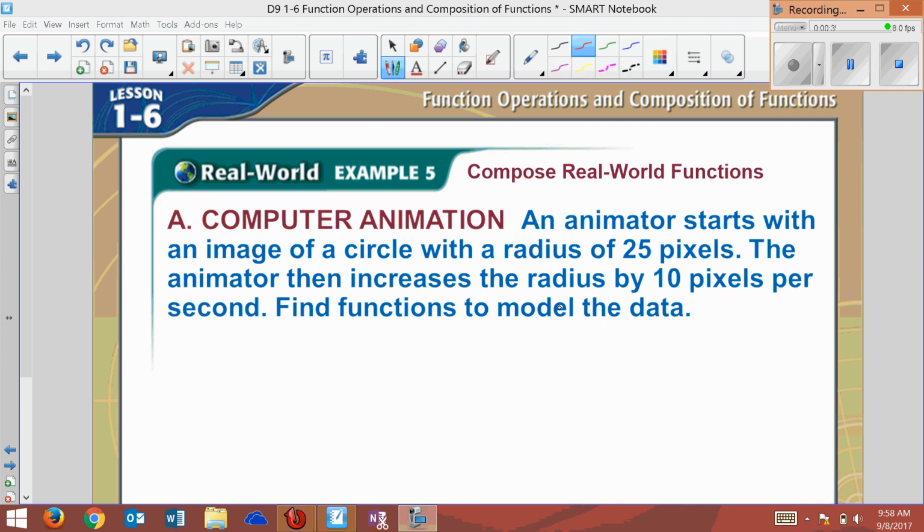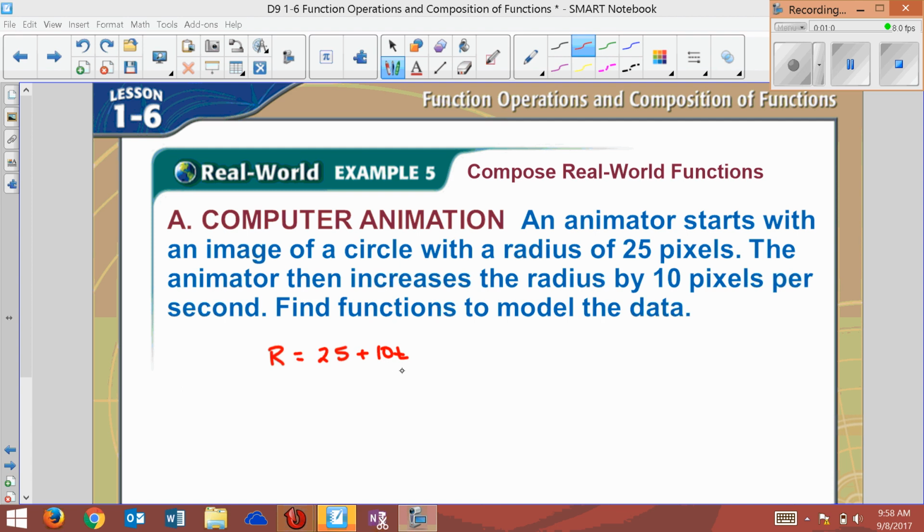Well, there's really not that much information here, but here's what you need to know. The radius, and I'll do a capital R so we don't get mixed up, here is 25 pixels. But it also says the animator can increase the radius by 10 pixels per second. So I'll do 10 per t, where t is for time. This would be referring to our radius.